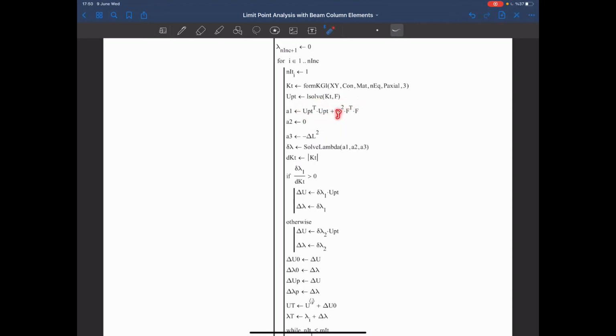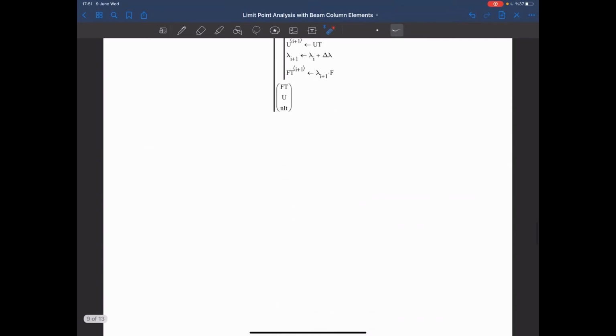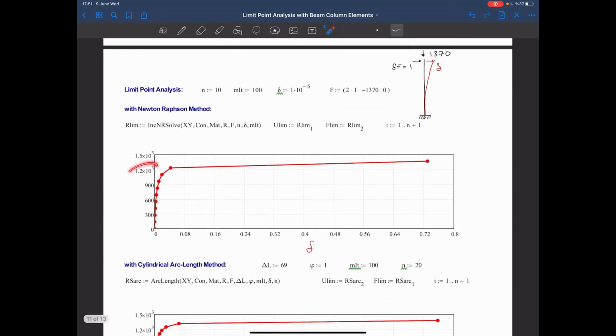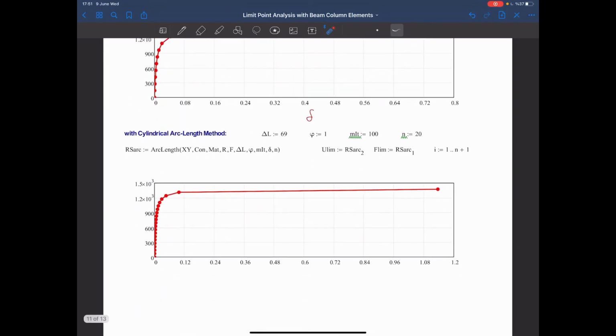So if I make phi equal to 1, then the forces come in. If the magnitudes of the displacements are close to the forces, then we will see a combination of it. But in this example problem, the way I solve it with the units, the magnitudes of the forces are much larger than the displacement. So that's why, in the arc length solution, I used phi equal to 1. And delta L represents actually my force increment. Okay, so I'm just increasing the force by 69 kilonewtons, and I'm applying 20 increments for this specific case.